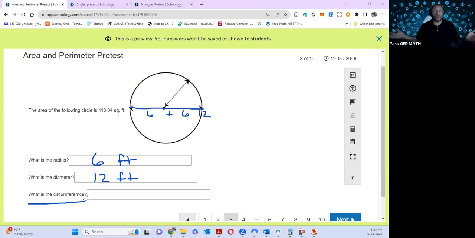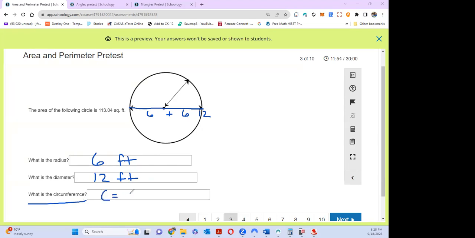Mr. Tinsley, how am I supposed to know? Because you're supposed to identify what's given and what we know. We know that the radius is 6. We know that the diameter is 12. And now we're going to go to our formula sheet. And what formula should we use to find the circumference?